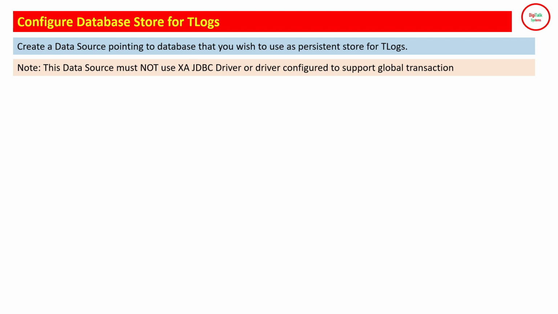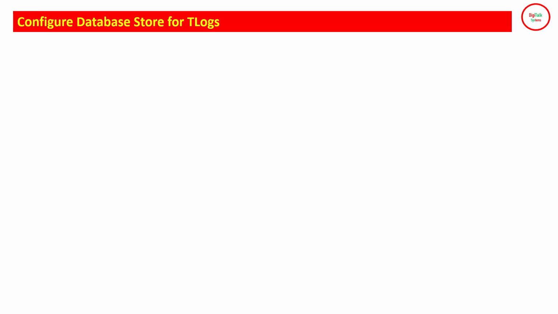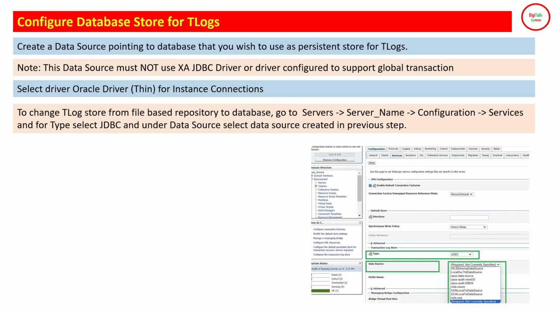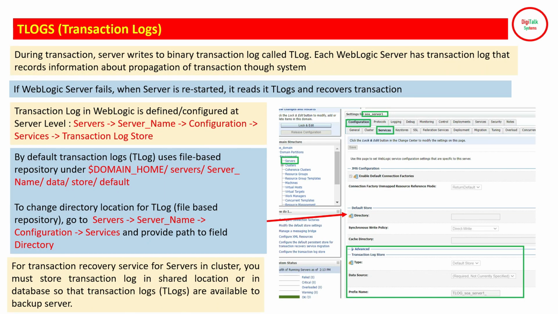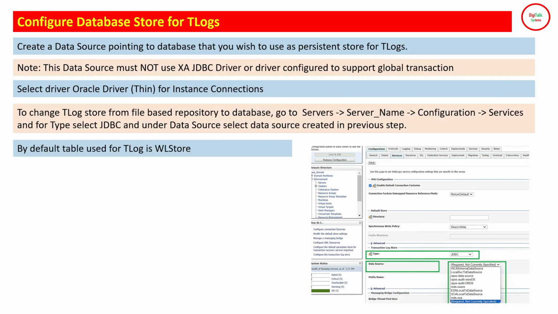For example, if I go to the previous screen and show you the default value of the prefix, which is TLOG_SOA_server_1. So TLOG it will take by default, and SOA_server_1 it will automatically take from the name of your managed server. Okay, so this is the recommended prefix for your table, right? So now in this case, our table will get created with the name TLOG_SOA_server_1, and then WLStore, right?